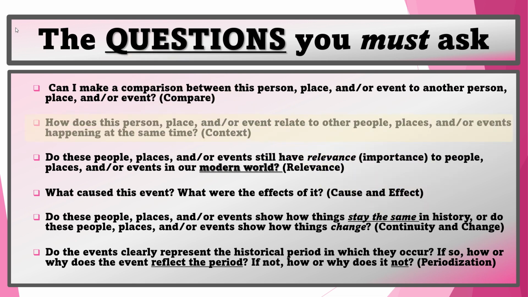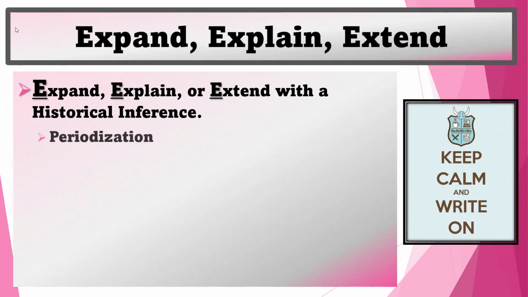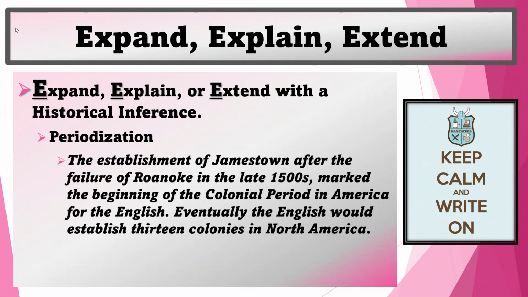And I got to be honest, the two that kind of stuck out for me were these two: context and periodization. And I did actually go with, in the end, periodization. The establishment of Jamestown after the failure of Roanoke in the late 1500s marked the beginning of the colonial period in America for the English. Eventually, the English would establish 13 colonies in North America. And there you go. I mean, I should be done.